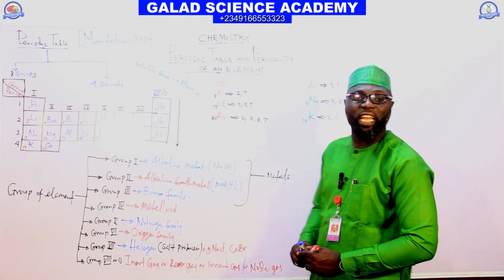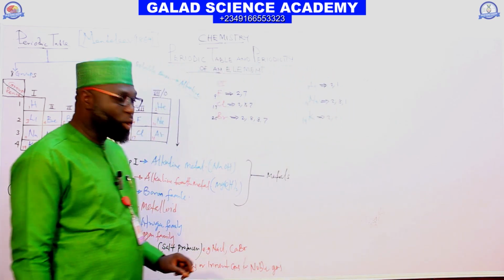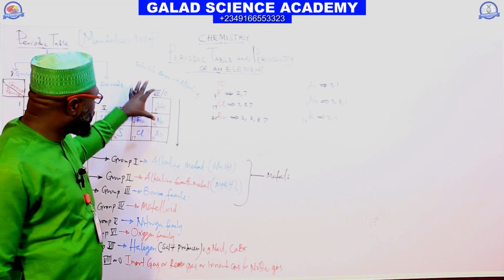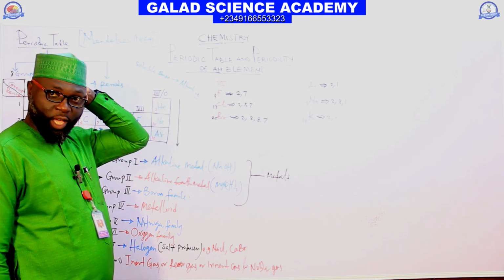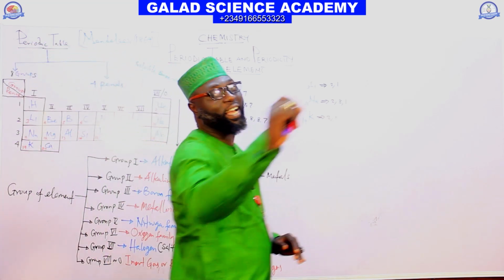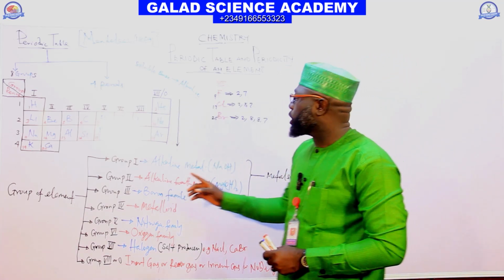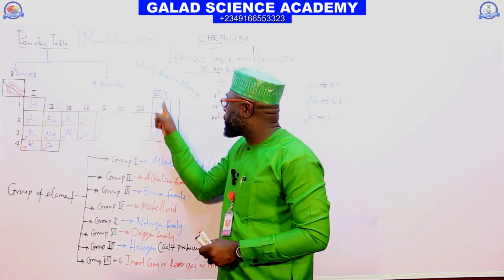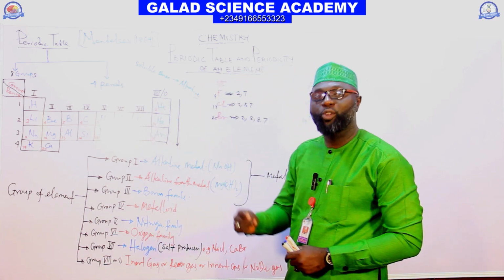Why are group 8 elements called all these beautiful names? Because the group 8 elements are stable elements. All other elements we have in the periodic table are unstable. They are radicals. They are unstable. The reason is that group 8 elements are the only ones that obey the octet and duplet rules.